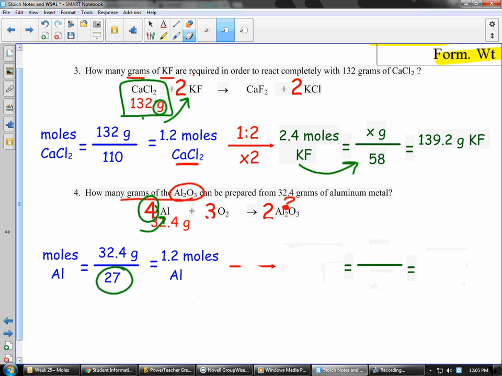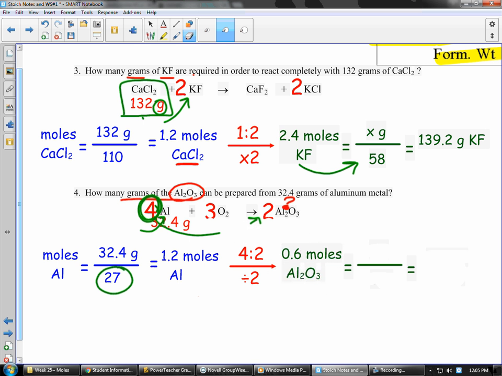Let's figure out where we are and where we're going to go. I have aluminum here, has a coefficient of 4. Where I'm going has a coefficient of 2. So this is a 4 to 2. I am getting smaller. I need half as much. So I'm going to take this number and divide it.